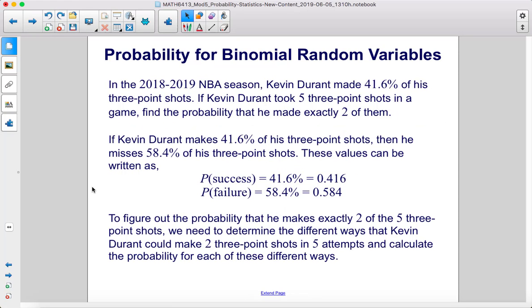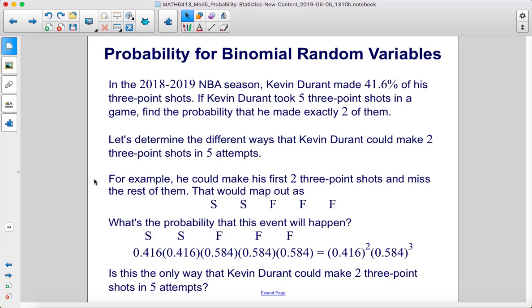If Kevin Durant makes 41.6% of his three-point shots, then he misses 58.4% of his three-point shots. These values can be written as the probability of success is 0.416 and the probability of failure is 0.584. To figure out the probability that he makes exactly 2 of the 5 three-point shots, we need to determine the different ways that Kevin Durant could make 2 three-point shots in 5 attempts and calculate the probability for each of these different ways.